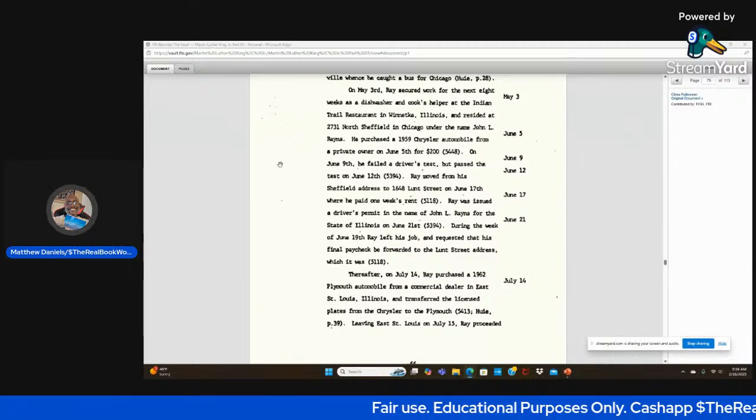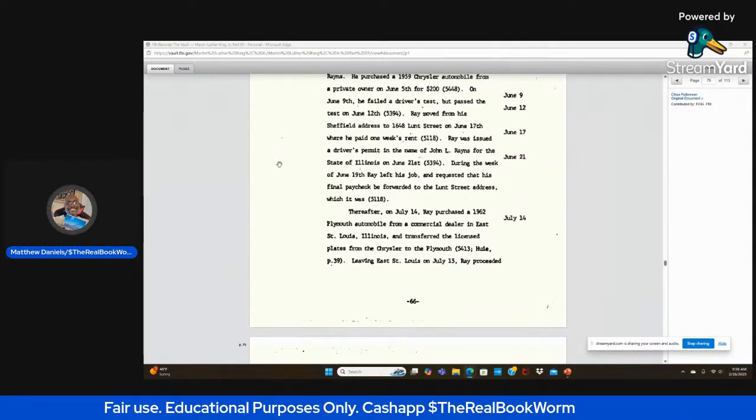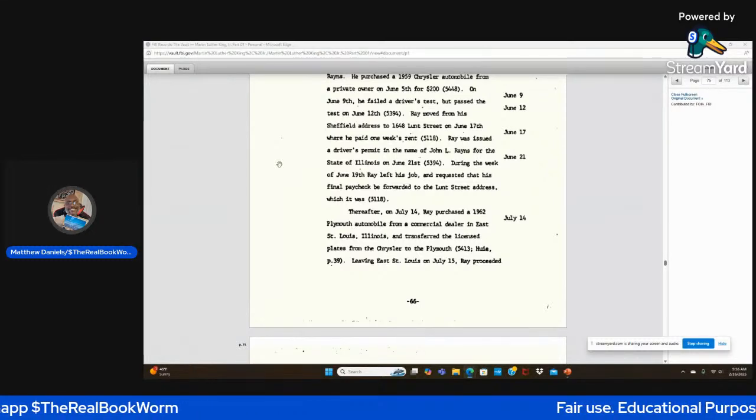Okay. Thereafter, on July 14th, Ray purchased a 1962 Plymouth automobile from a commercial dealer in East St. Louis, Illinois, and transferred the license plates from the Chrysler to the Plymouth.